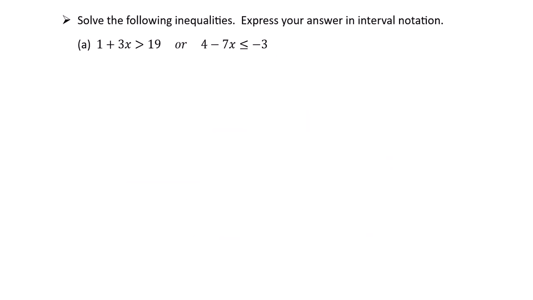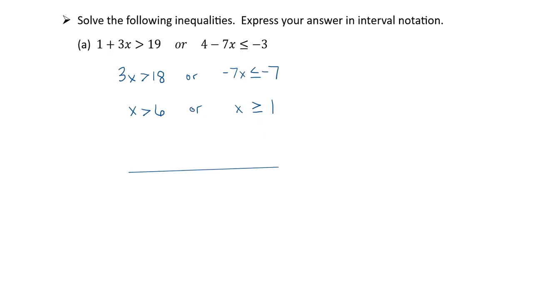Solve the following inequalities. Express your answer in interval notation. This is another compound inequality, except that we have the word or instead of and. So let's go ahead and start. I'm going to subtract 1 from both sides, divide by 3, and I have x is greater than 6. Over here, I'm going to subtract 4 from both sides. Then divide by negative 7, so this gives me an x greater than or equal to positive 1.